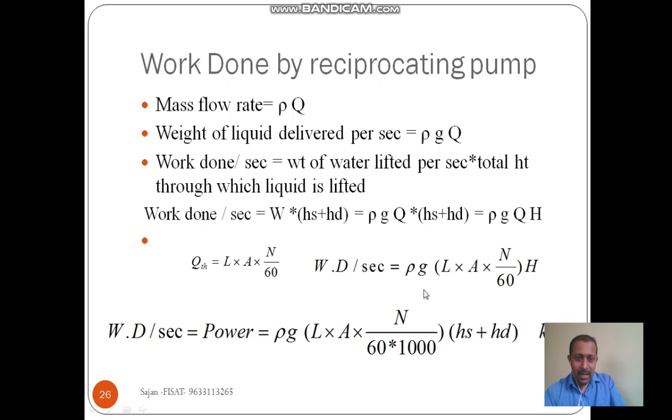Or we can rewrite as work done per second, that is equal to power in kilowatts. We can write as rho g L A N by 60 (hs plus hd) divided by 1000, that is in kilowatts. That is why we divide by 1000 here to get kilowatts.